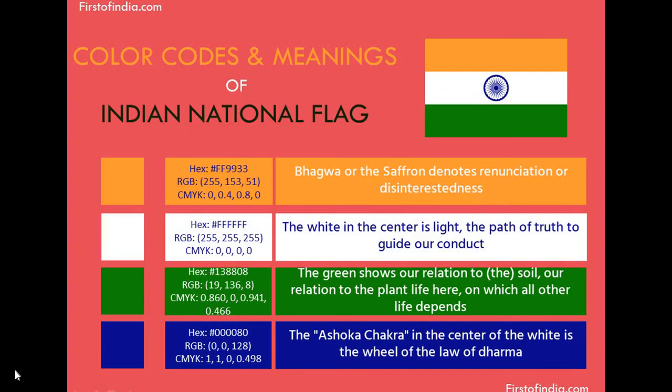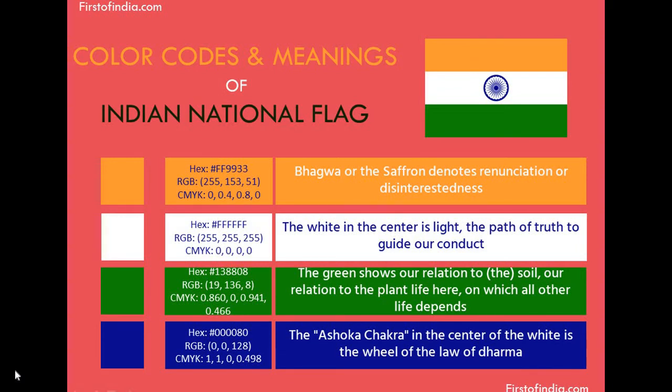Here are some of the meanings of the colors our flag has. What does that exactly mean? The first strip is of Bhagwa or the saffron color. The saffron color denotes renunciation or disinterestedness. Here you can see that the very first color is saffron and it denotes renunciation. Now what is renunciation? It might be striking your mind.